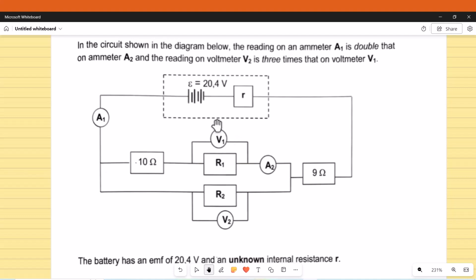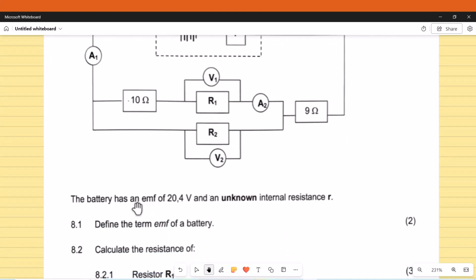This EMF here is 20,4 volts. We don't have an internal resistance shown here, but we have this 9 ohm in series. They say that the battery has an EMF of 20,4 volts and an unknown internal resistance. 8.1. Define the term EMF of a battery. EMF of a battery is defined as the total electrical energy that a battery can supply per coulomb charge.